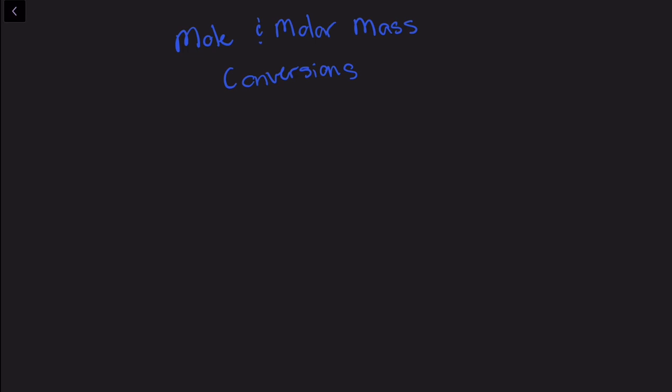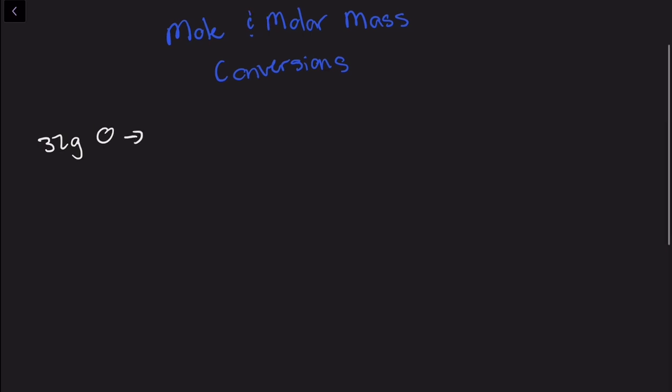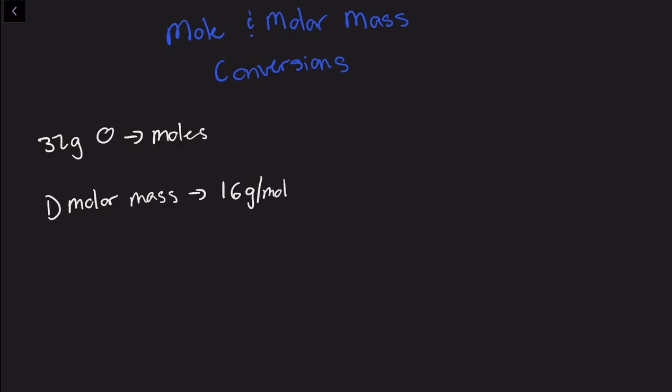So if we look at our first example, if we're given 32 grams of oxygen and we want to convert that to moles, how can we do that? Well, the first step is to find the molar mass. For oxygen, it's going to be 16 grams per mole. Now this value you can just find by looking at the periodic table. After that, we want to set up our conversions.